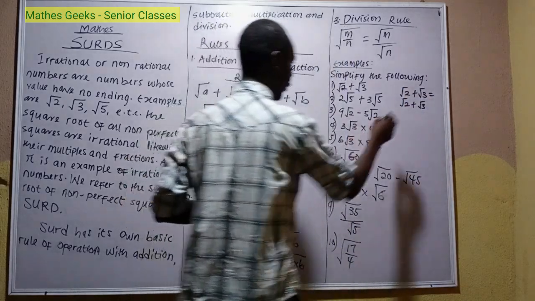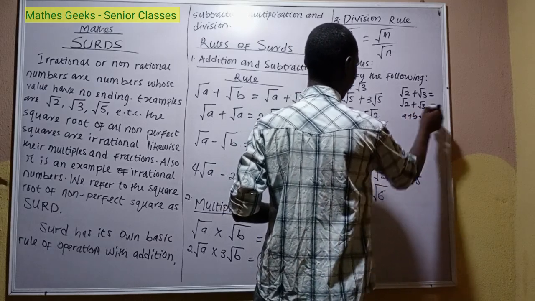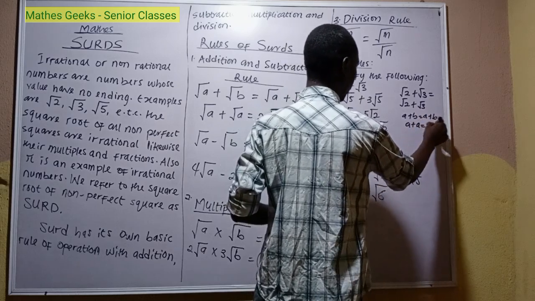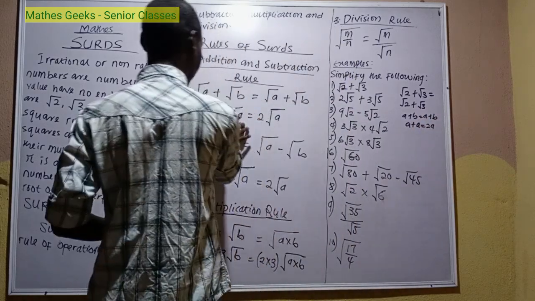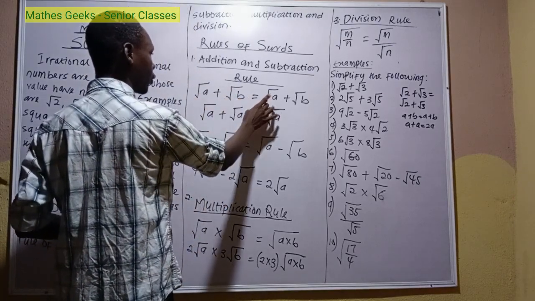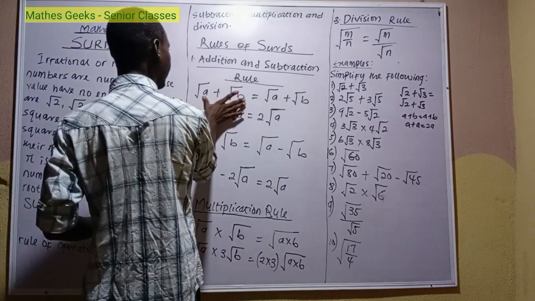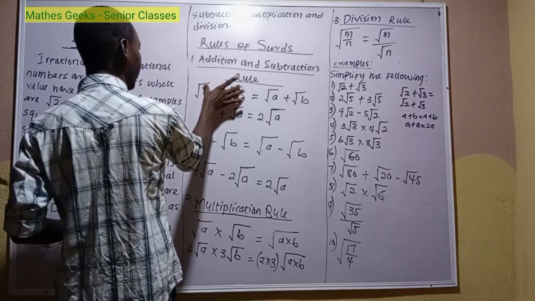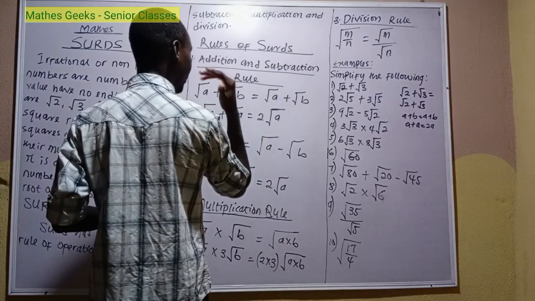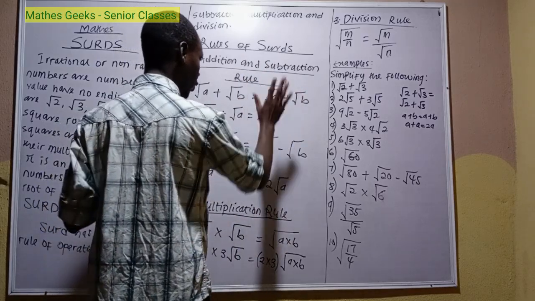Just like algebra, if you have a plus b, you can't add. a plus b is simply a plus b. But if it's a plus a, since they are like terms, you can add. So this will give us 2a. This is the same thing, except in this case we have root a plus root b, which is equal to root a plus root b. We couldn't add because the figures or the letters under the square root signs are not the same. So the rule of addition and subtraction states that if the roots are not the same, you can't add or subtract, just leave them like that.